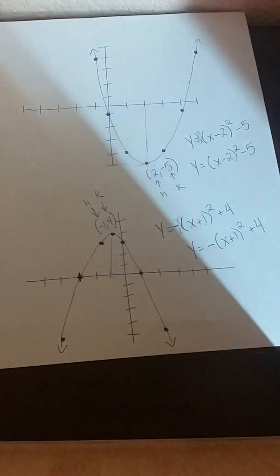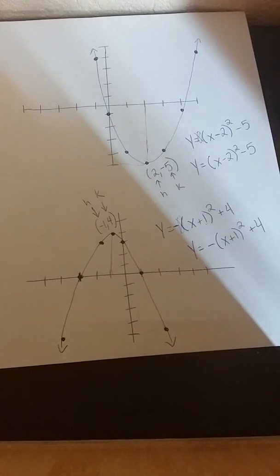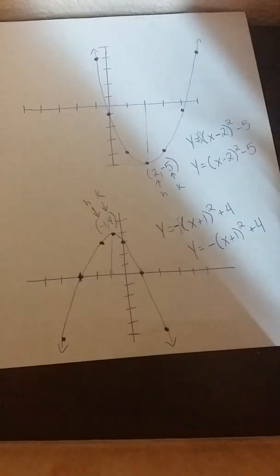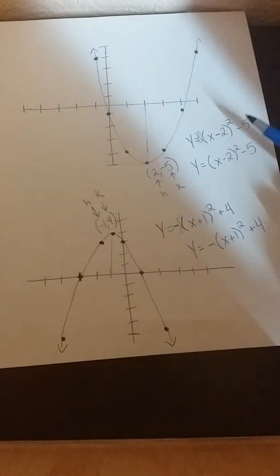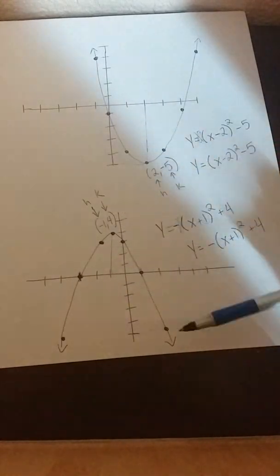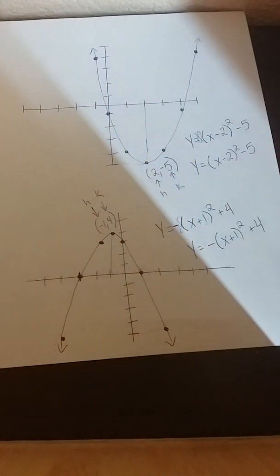Tomorrow, we're going to talk about what we do when there is an a, when there is some kind of a dilation going on. But for today on your homework, you won't have any dilations, but you may have some reflections when your parabola is opening down instead of opening up.